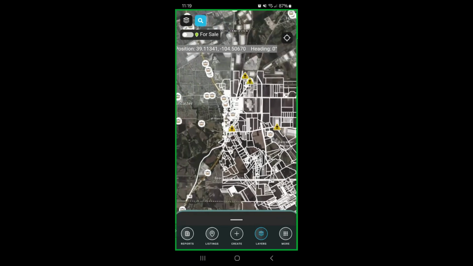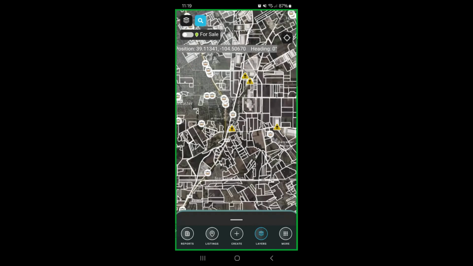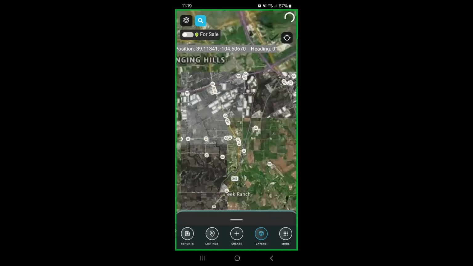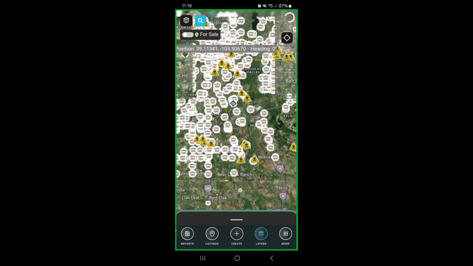So as I can see, there's some of those toxic signs. Those are toxic spills. These little tank icons, those are underground storage tanks. And I'm going to zoom out just so you can get a perspective of how many of these potential sites exist in the United States.